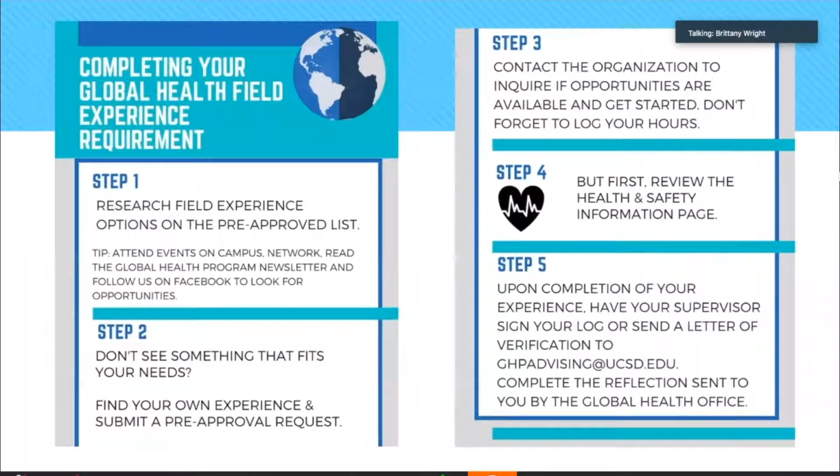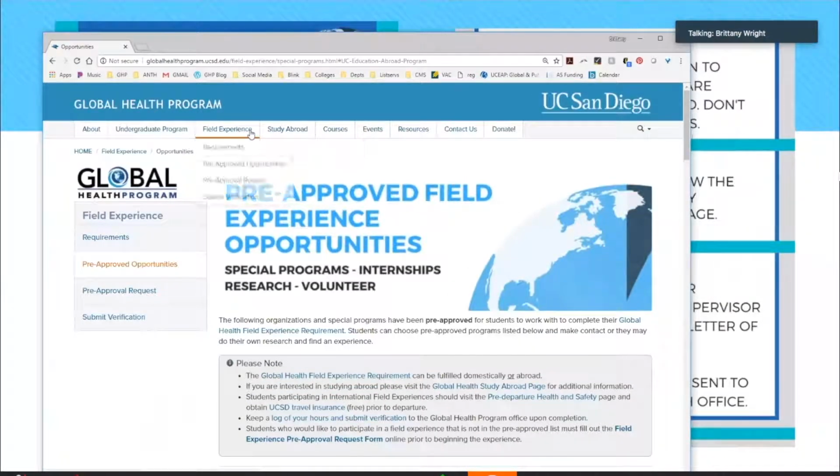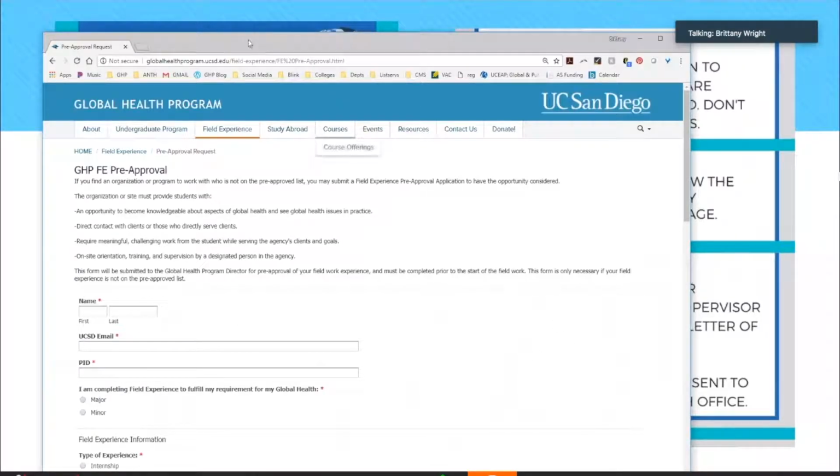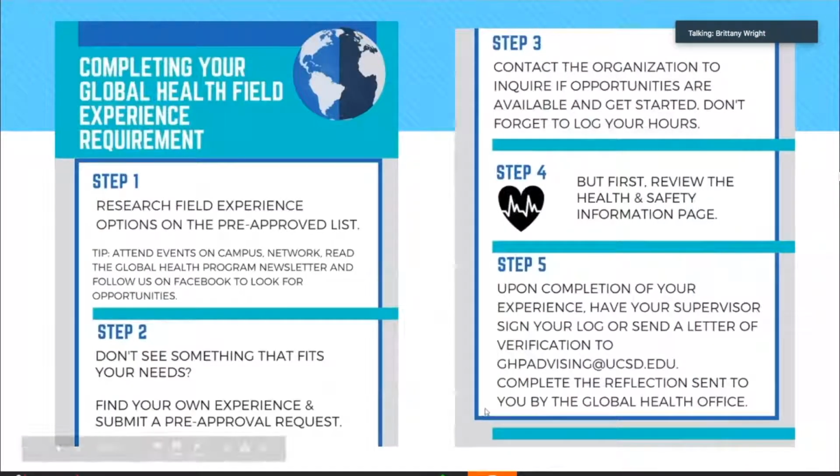So if you don't see something that fits and you're not seeing anything in our newsletters or anything on campus, you can seek out your own field experience. And on the website, there's a link here that says Field Experience Pre-Approval Request. So this is where you would input all of the information to request pre-approval. And once you've identified a program or an opportunity, you will contact the organization directly and see if they have availability for you to get started.